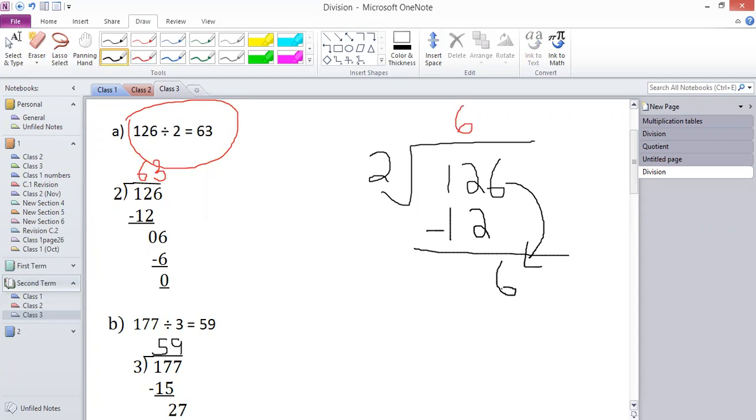Now you will check again whether 6 comes in the table of 2. So 2 1 times 2, 2 2 times 4, 2 3 times 6. Yes, there is 6 in the table of 2. How many times? 3 times. So you will write 3 here and 6 here. Then 6 minus 6 will be equal to 0. So the answer is 63.